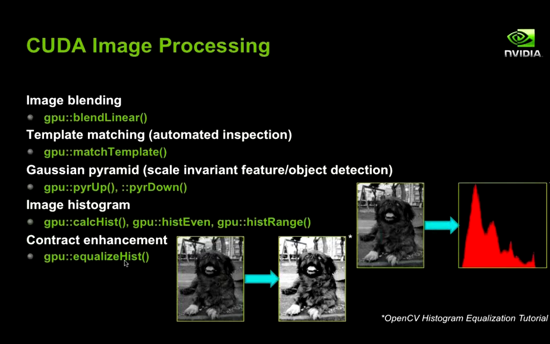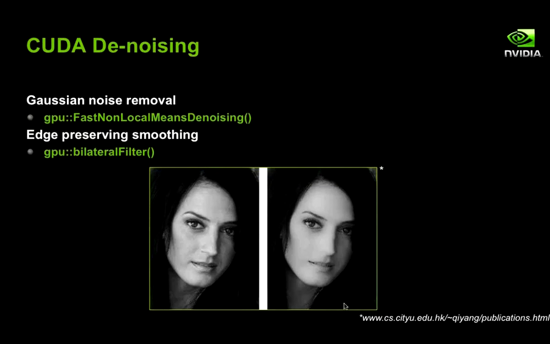You can compute image histograms, and there's a function available for equalizing the histogram to enhance the contrast of images. Here you can see the histogram of this image, and you can also see the contrast enhanced version of this image after applying histogram equalization. Then there are image denoising functions. There's both the bilateral filter, which is edge preserving smoothing, as well as the fast non-local means denoising that's available in the CUDA version.